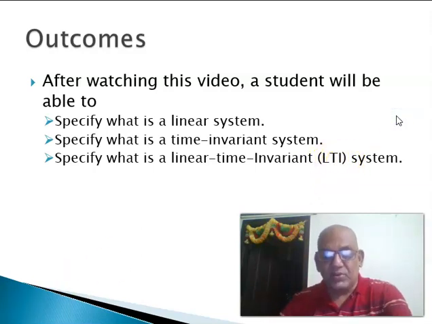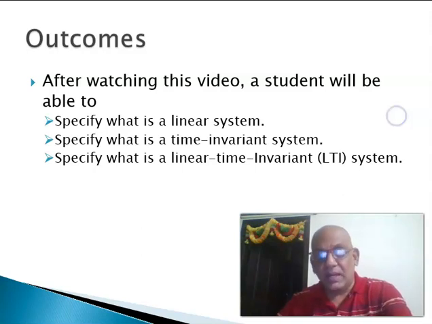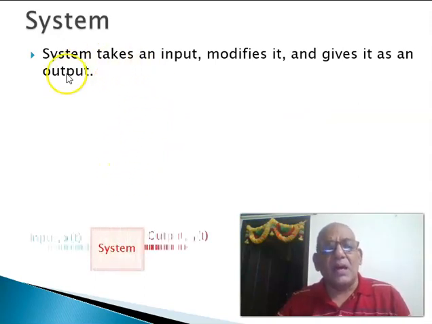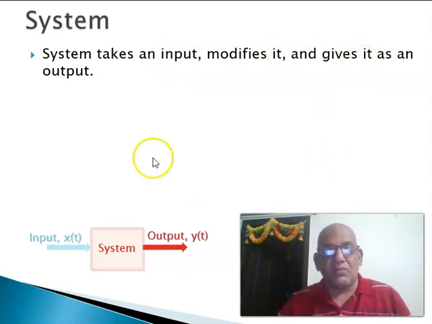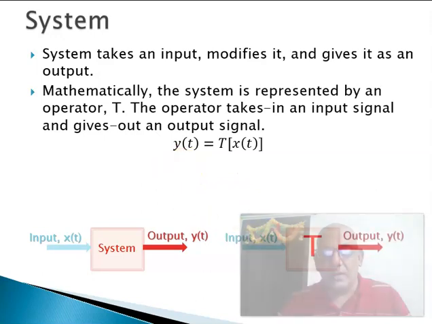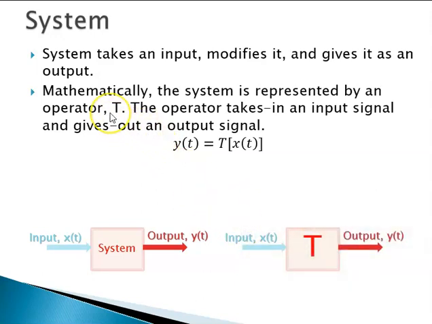With that, we jump into this video and we try to define a system in a slightly different way as a black box. It takes an input, modifies it and gives an output. Very many times we represent this as an operator T, with capital T, which takes an input, does some operation on it, modifies the signal x(t) and gives it out as output y(t).